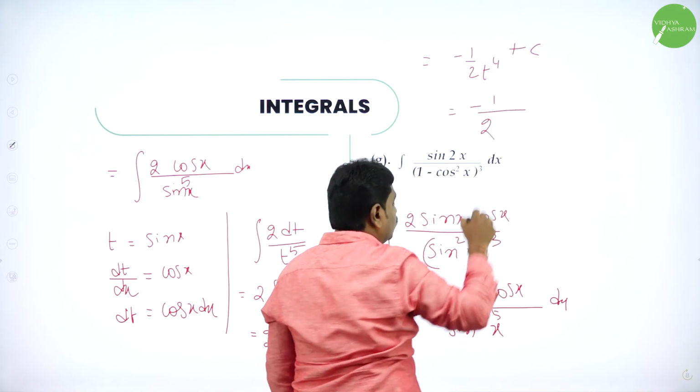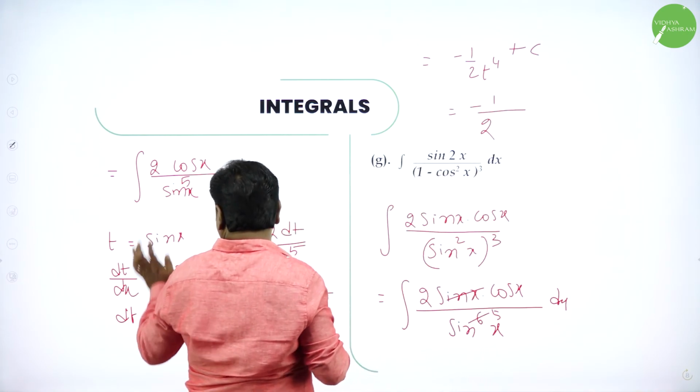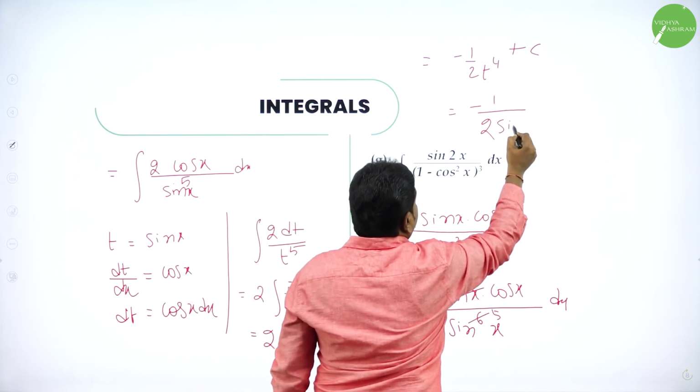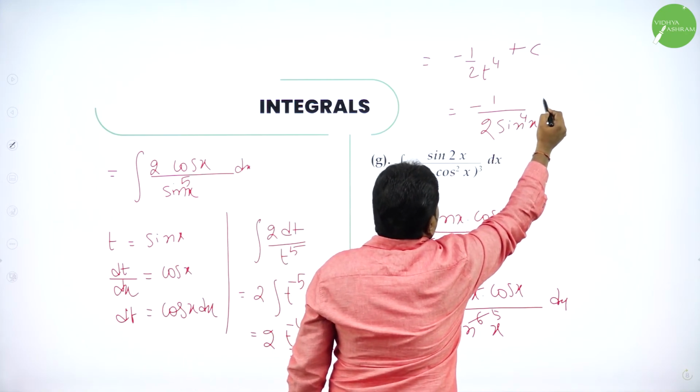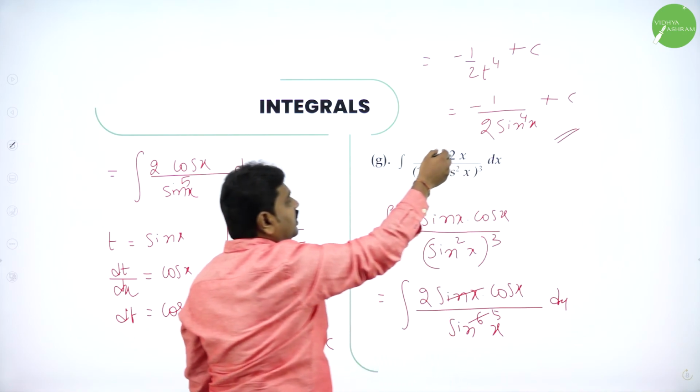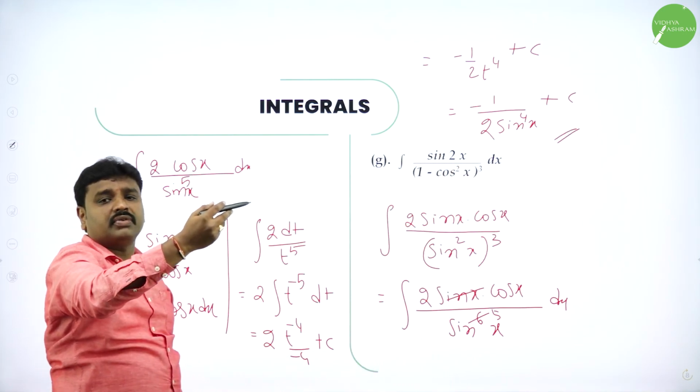So minus 1 by 2. What is t we assumed? t we took as sin x. Sin power 4 x plus c. This is the answer. Or we can write 1 by sin power 4 as cosecant power 4.